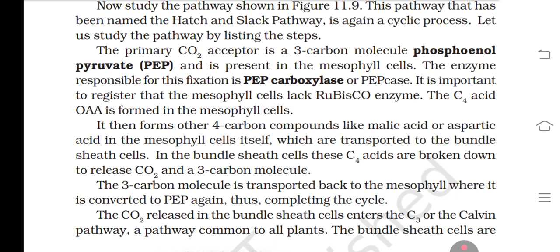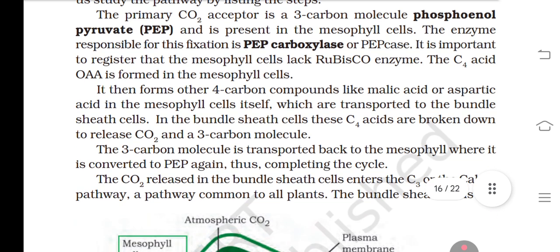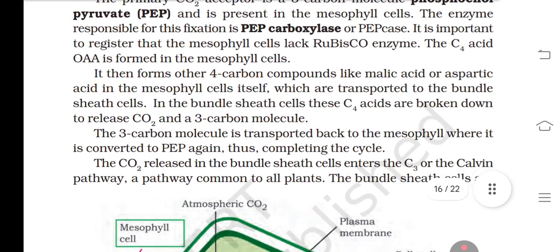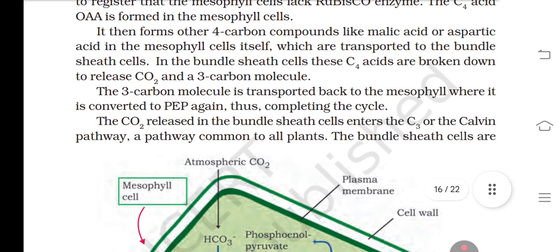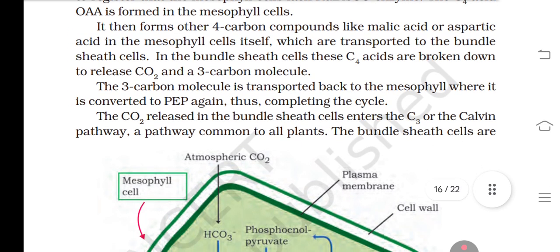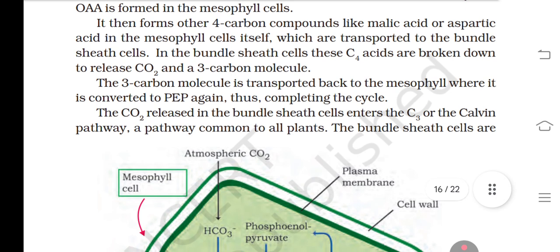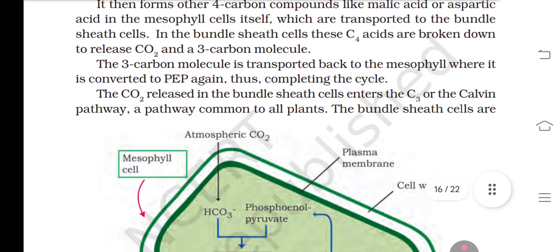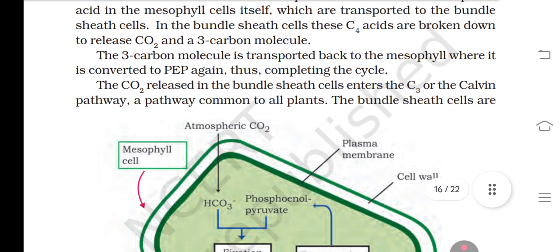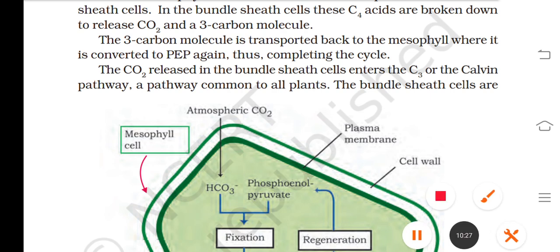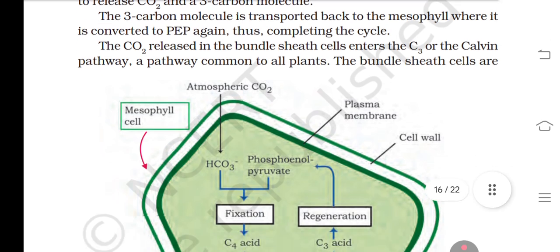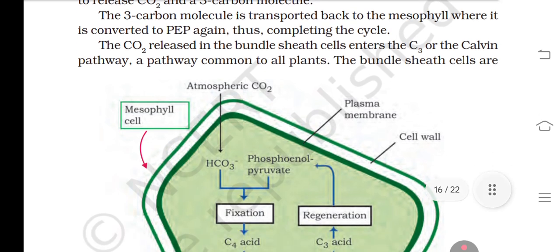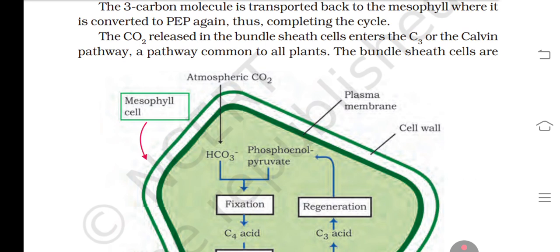The enzyme responsible for fixation is PEP carboxylase or PEPCase. It is important to register that the mesophyll cell lacks the RuBisCO enzyme. The C4 acid OAA is formed in the mesophyll cell. It then forms other four carbon compounds like malic acid or aspartic acid in the mesophyll cell itself, which are transported to the bundle sheath cells. In the bundle sheath cells, these C4 acids are broken down to release carbon dioxide and a 3 carbon molecule. The 3 carbon molecule is transported back to the mesophyll, where it is converted to PEP again, thus completing the cycle.